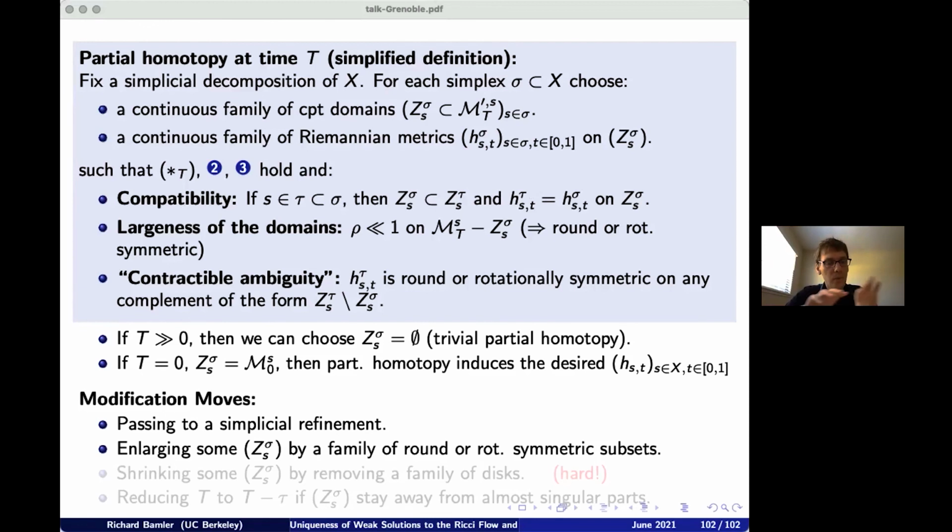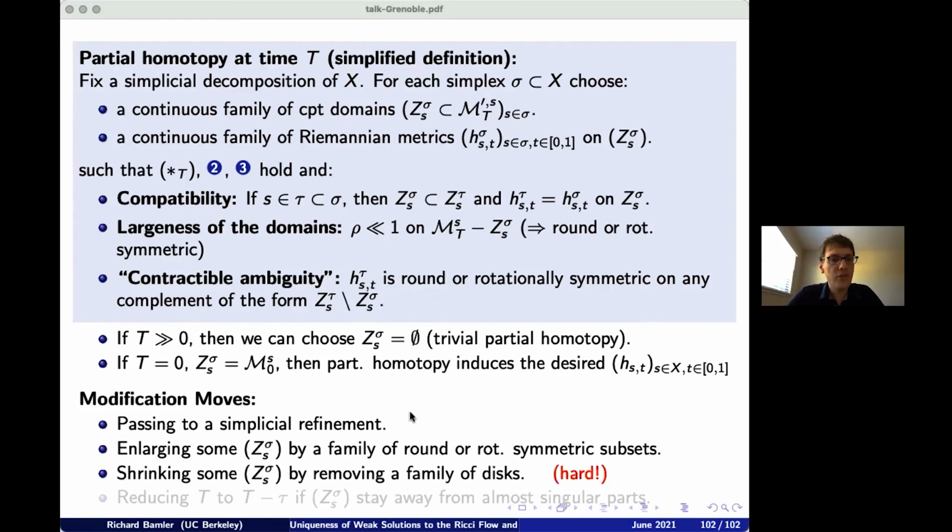Whenever we have to add a subset, it was a subset that was just singular or almost singular a step ago, and therefore it still needs to be rotationally symmetric. Then we can just add this back in. And due to this contractible ambiguity property, it's somehow possible to do some kind of extension over the skeleton.